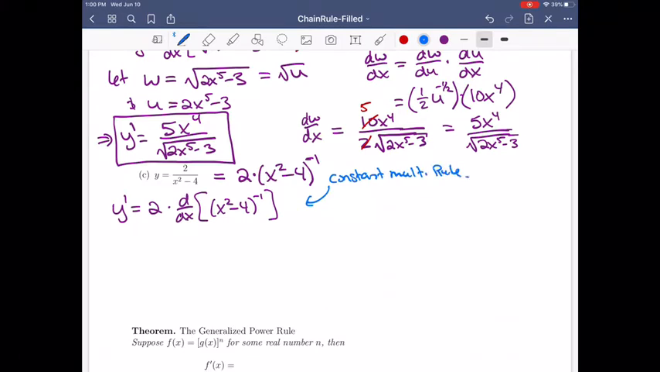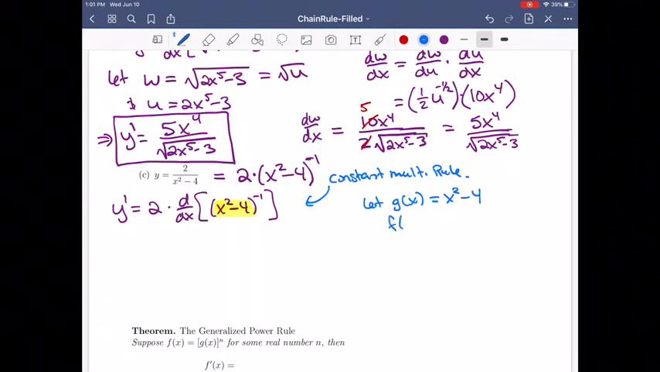Okay, so we can just pull that 2 out. And now I want to look in here. Okay, so this looks like my inside function. So I'm going to let g of x be that x squared minus 4, and then my f of x is going to be x to the minus 1. So f prime of x is negative x to the minus 2, and g prime of x is just 2x.